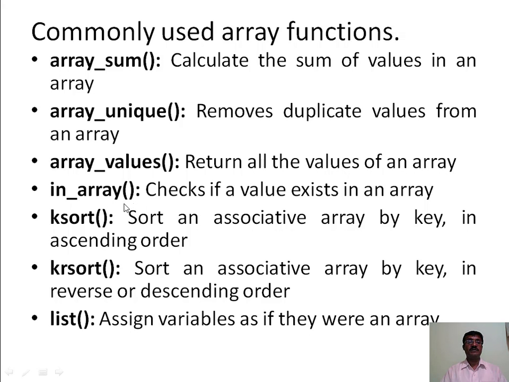in_array function: it checks if a value exists in an array. ksort: this function sorts an associative array by key in ascending order. krsort: this function sorts an associative array by key in reverse or descending order. list function: this function assigns variables as if they were an array.